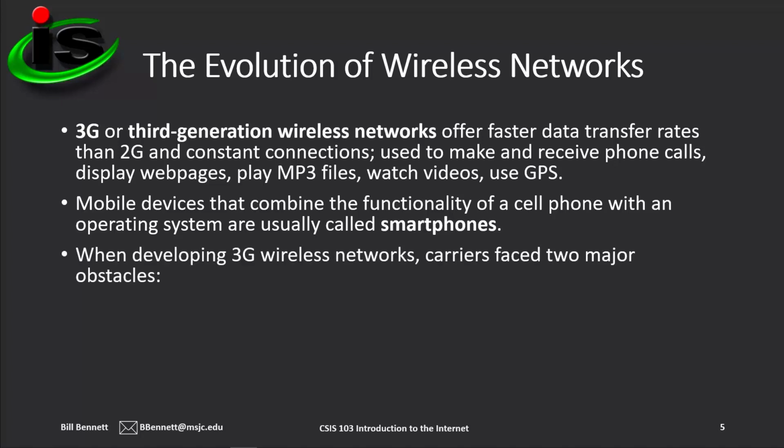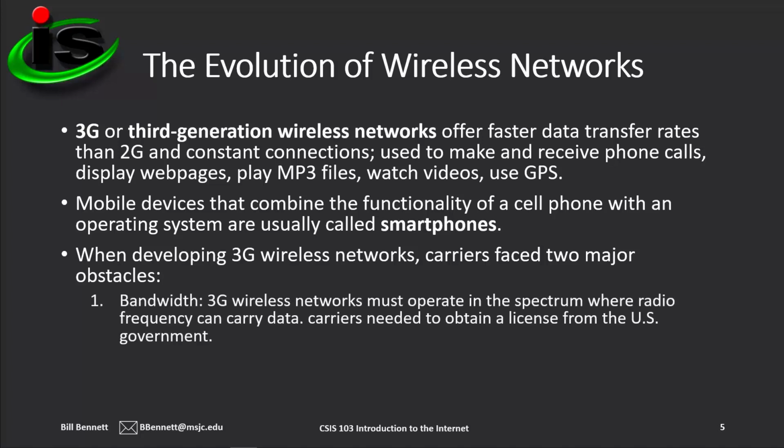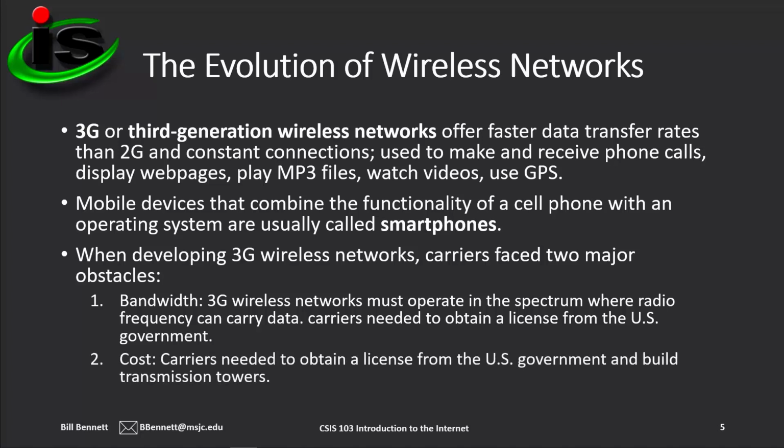When establishing nationwide 3G wireless networks in the United States, carriers originally faced two major obstacles. The first was bandwidth. 3G wireless networks must operate in a spectrum where radio frequencies can carry data. The U.S. government licenses these frequencies for use. The second obstacle was cost. Carriers of 3G wireless signals had to purchase licenses to operate 3G wireless networks, and then they had to build cellular transmitters and radio towers to carry the signals.